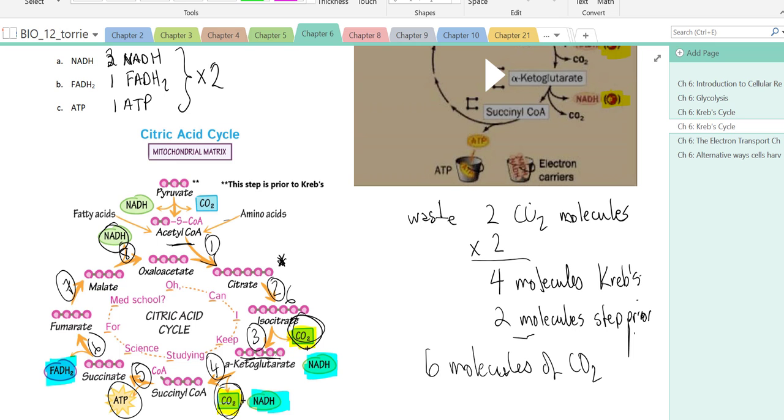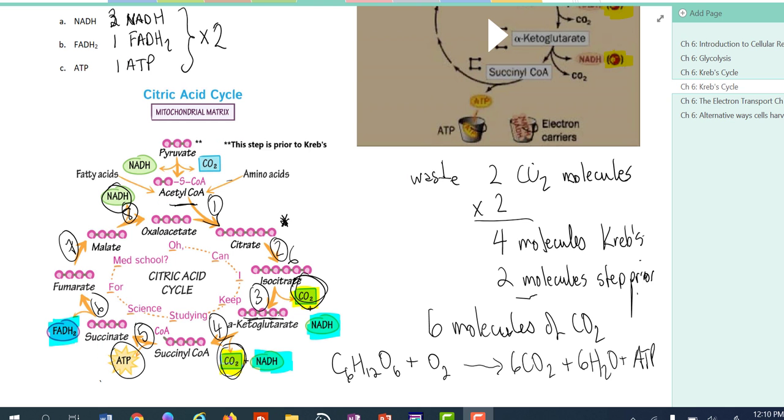I want you to pause the video for a second and think of the balanced chemical reaction. See if you can write the balanced chemical reaction down on a piece of paper. Pause the video and then start it again. It's good practice to be able to write the balanced chemical equation for cellular respiration. And what do we see? 6 molecules of CO2 produced. And that's it, short and sweet. We'll fire up with the electron transport chain tomorrow.